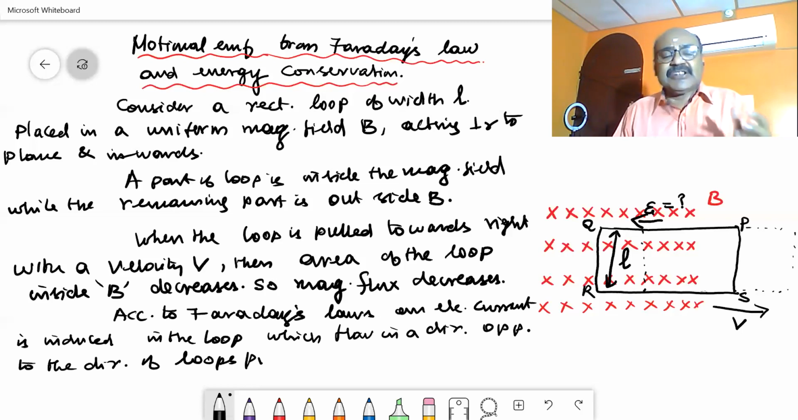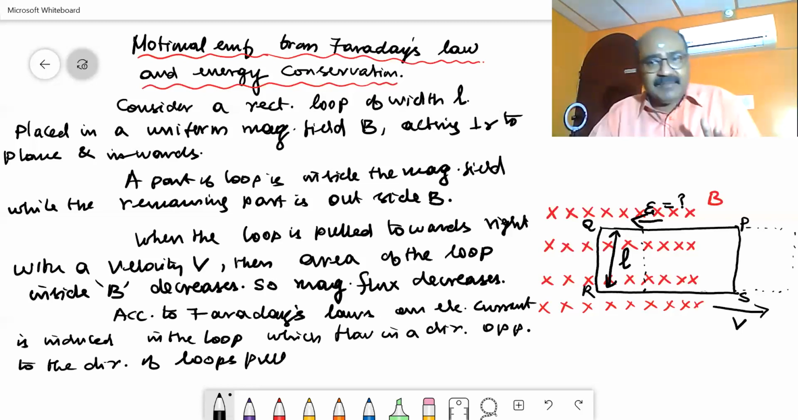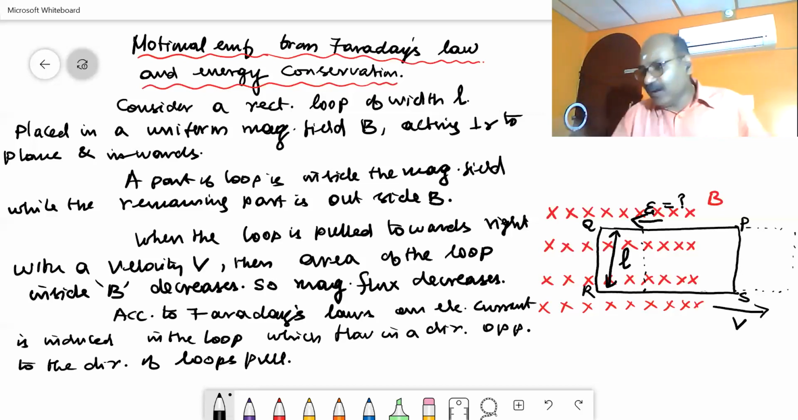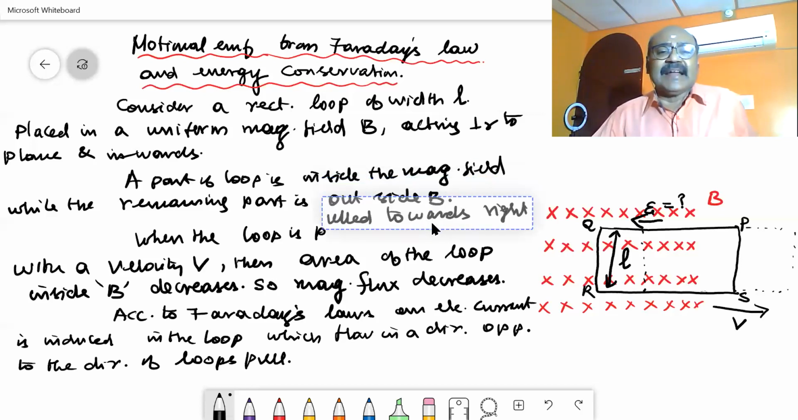See, the direction in which the loop is pulled is towards the right, which means the induced current, or the induced EMF developed, is in what direction? It is from right to left.